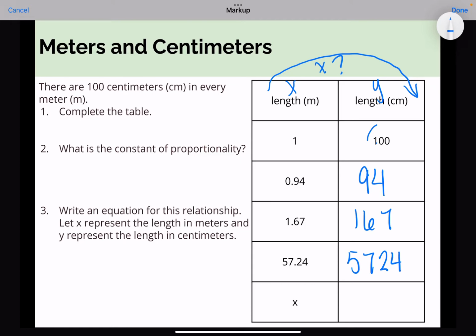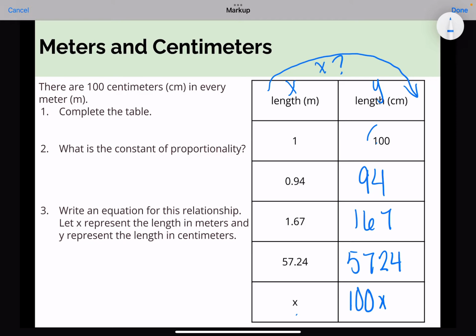If we take any length in meters, it could be any number or any unknown number, which is why we're using the variable x to represent it. If we take that and multiply it by 100, that will give us our length in centimeters. So our length in centimeters is 100 times x.